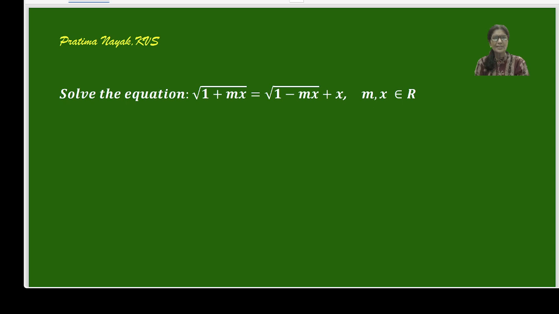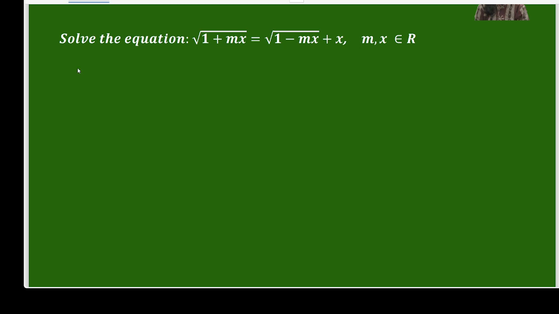Today I am taking one question from Algebra, which is a very fundamental question for Maths Olympiad preparation. The question is, solve square root of 1 plus mx is equal to square root of 1 minus mx plus x. So I am shifting all irrational terms to the left side, and here we analyze the question.